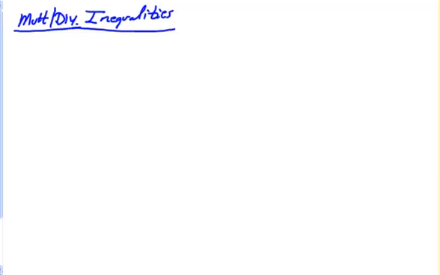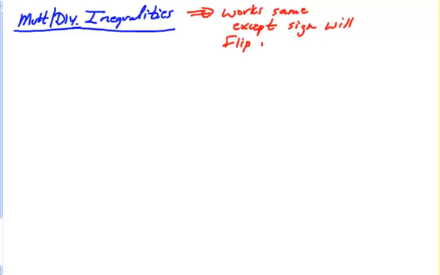Still learning it. So the idea with this is it works the same, except your sign will flip if you multiply or divide. What do you guys think? If I multiply or divide by what would it make sense to make my sign the opposite?